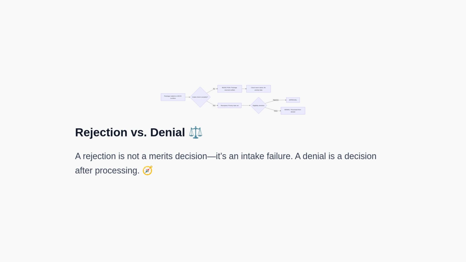A rejection occurs when the mailroom or intake unit refuses to accept your package because of a clerical or procedural problem. No case is opened, the clock does not start, and no priority date is established. A denial, by contrast, means the case was accepted and processed, but the decision was negative. This distinction is crucial. A rejection is about intake. A denial is about adjudication. Now that we have defined the terms, let's examine why rejections are so costly.